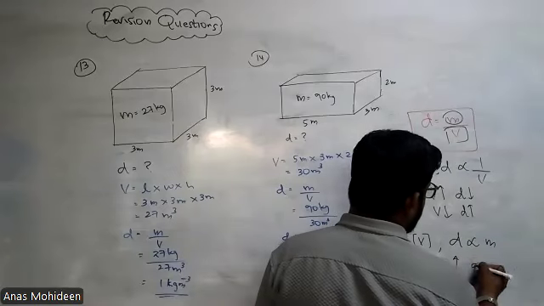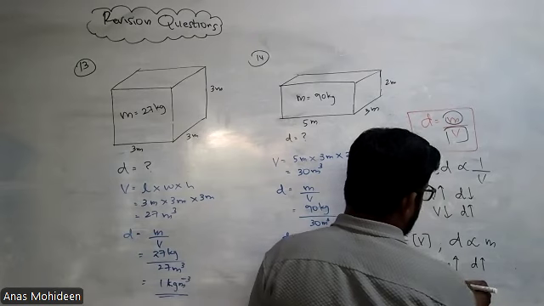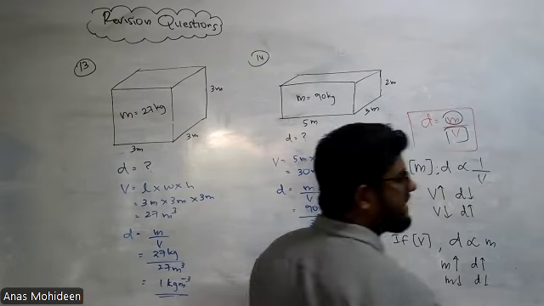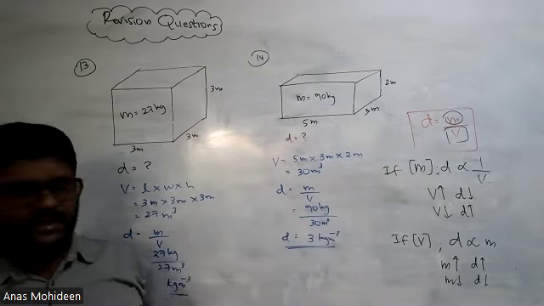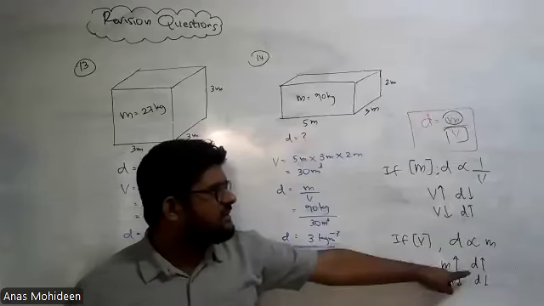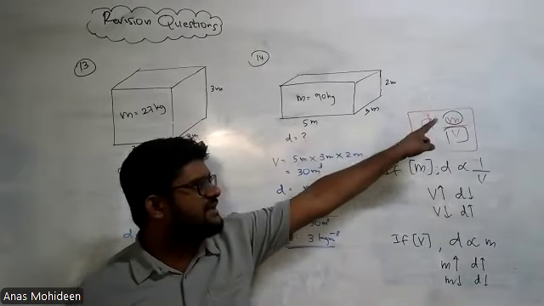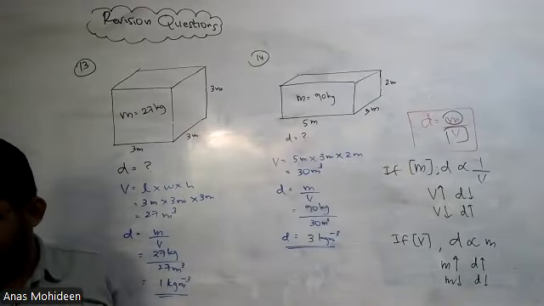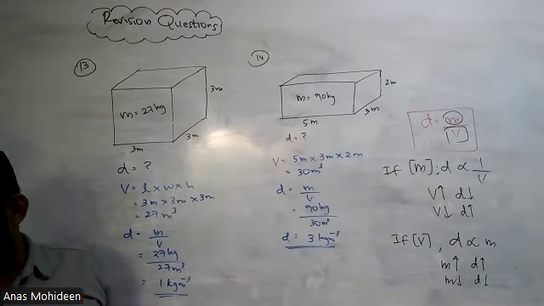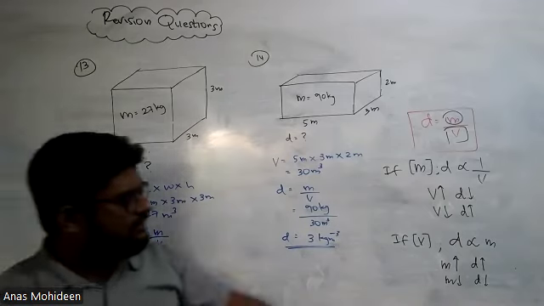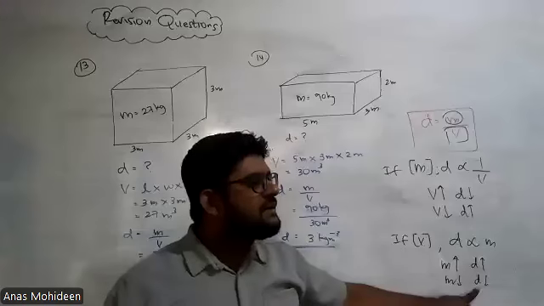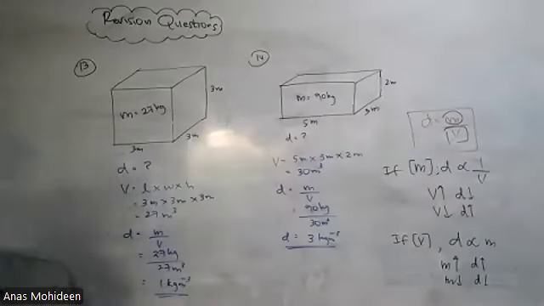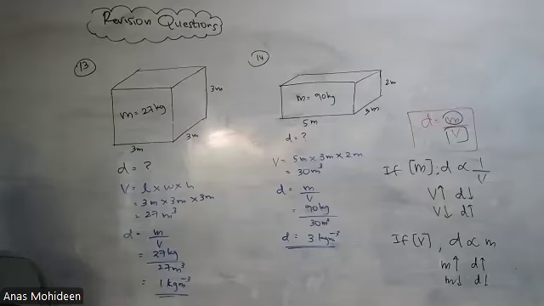So if you increase the mass, density increases. If you decrease the mass, density decreases. Got it? Accordingly, the question asks for the liquid that has the lowest density. The one with the lowest density should have the lowest mass. So who has the lowest mass here? 400 kilograms, liquid P. And you should be able to arrange them in ascending and descending order also.